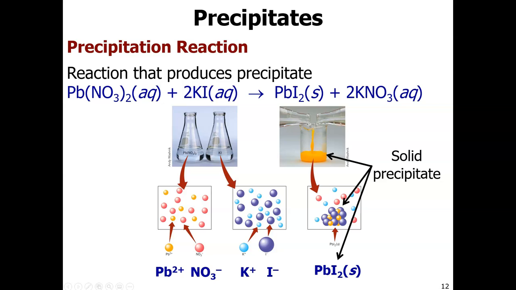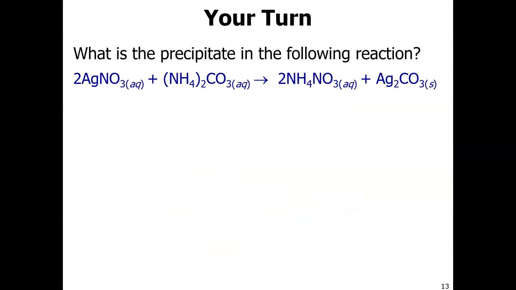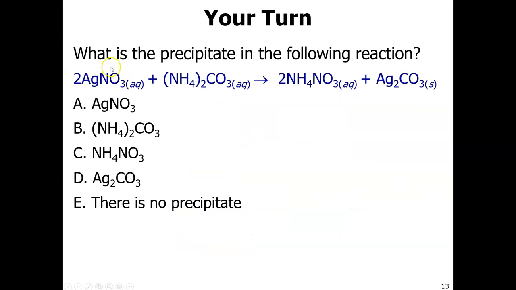Okay, so we're going to look at another example here. We have this chemical reaction: silver nitrate and ammonium carbonate react to form ammonium nitrate and silver carbonate. Which is the precipitate in the following reaction? So answer this and post your answer on Blackboard.